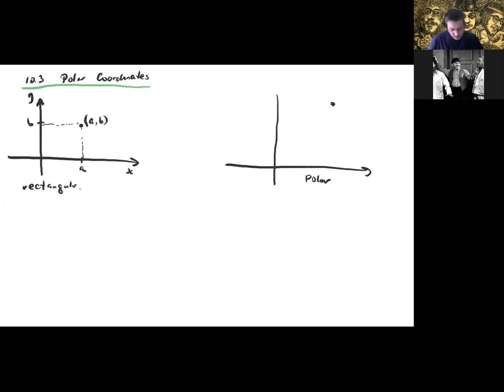A point in the polar plane is specified by two pieces of information. The distance to the origin, which is called r, and the angle that the ray given by the distance to the origin makes with the polar axis. So a point in polar coordinates is given by a pair r and theta. And here, since r is a distance, r is going to be, at the beginning at least, greater than or equal to 0, and theta is an angle, any angle.